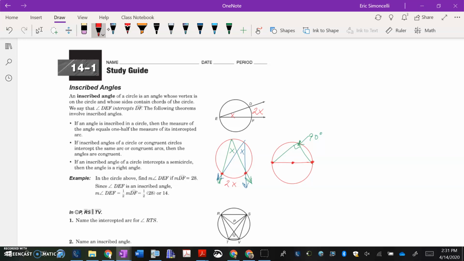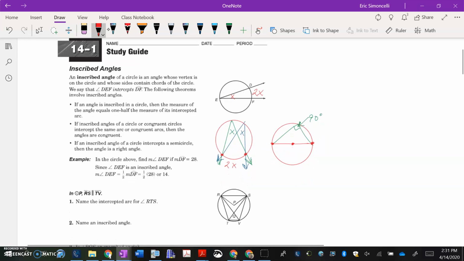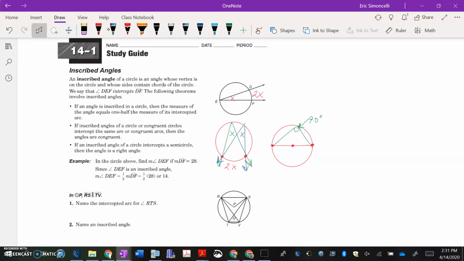Example, in the circle above, find the measure of angle DEF if the measure of arc DF is 28. Since, here's their explanation, angle DEF is an inscribed angle, so the angle is on the circle, and it has its sides extending out in such a way that angle X is the angle in question, while arc DF, which I've already noted as 2x, will be the intercepted arc.